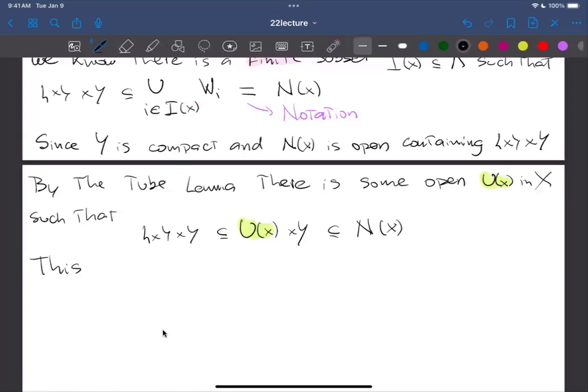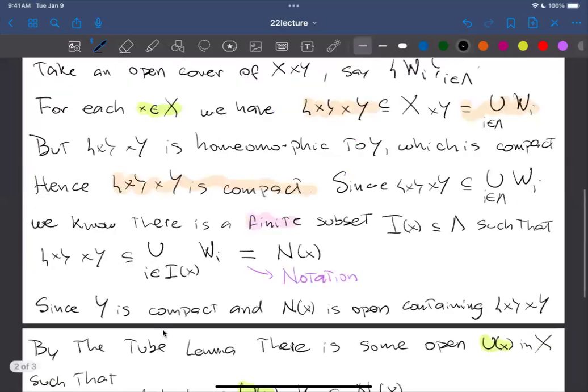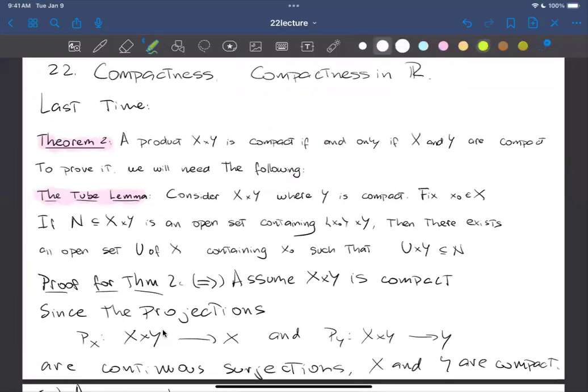So this works for any little x in big X. So there's another question in the chat asking, how can we use the tube lemma to know that U of x is open in X? The tube lemma tells you exactly that there exists an open set U. So this is the tube lemma. There exists an open set U. We're just applying the tube lemma. There are no weird interpretations, just literally the tube lemma. Is that okay?